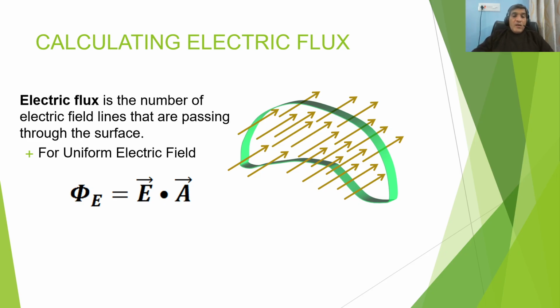And its formula is phi E equal to E dot A. This dot is not a simple dot, it is the scalar dot, and E stands for the electric field in vector form, and A is the area vector. So these are two vector quantities connected by the scalar product, and after removing the dot we have E A cos theta, where theta is the angle between vector E and vector A. So our answer depends upon the angle between E and area vector A.